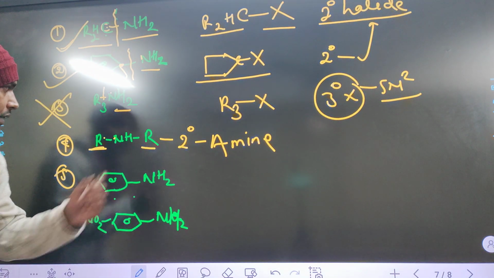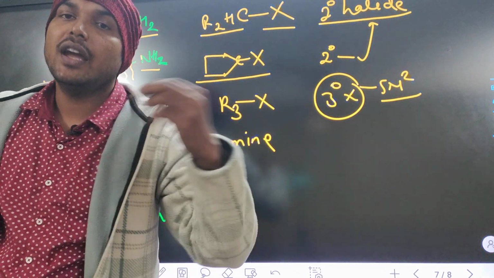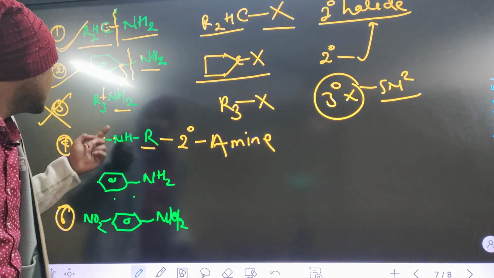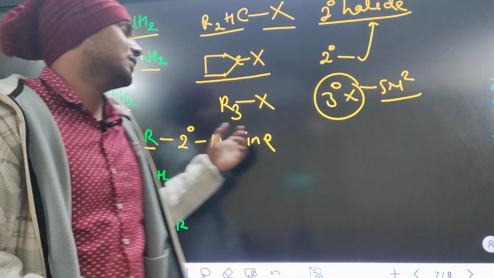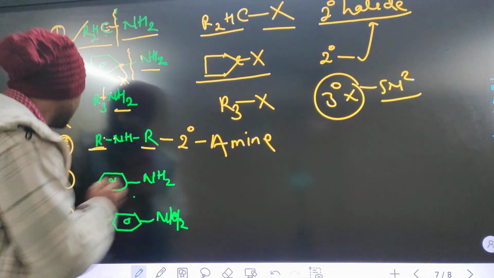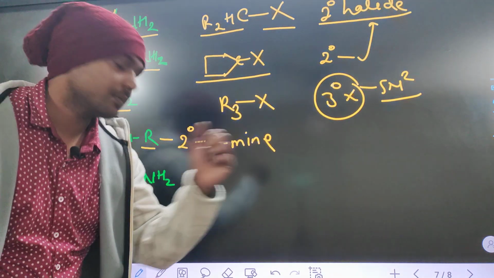Think here. This N is attached to 2 R groups, so the N becomes 2 degree, which means the amine is 2 degree. A 2 degree amine cannot be prepared by this method. So this also cannot be prepared by this method.